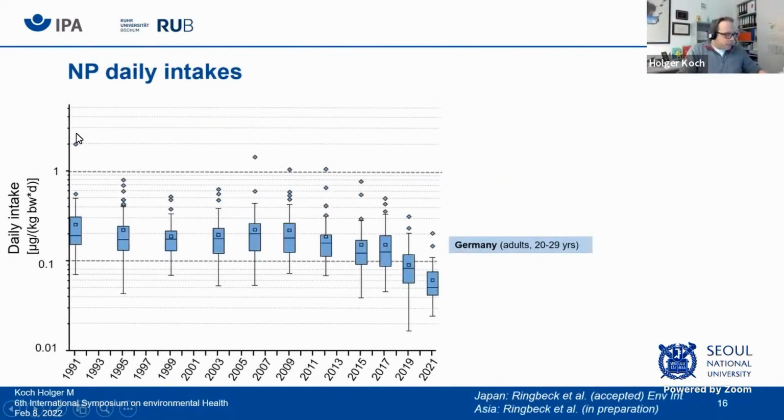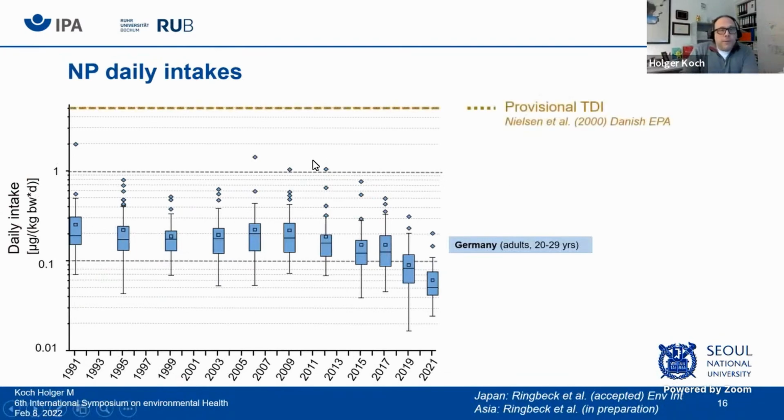This is the same slide, but now I translated the hydroxy metabolite into daily intake. So you can see the daily intake here. We can now blend in the provisional TDI of the Danish EPA, and you can see, at least in Germany and for this population, we are quite far away from critical levels. But we have not yet analyzed children's samples from the German Environmental Survey. But we were lucky to have samples in our freezers from colleagues from Japan.